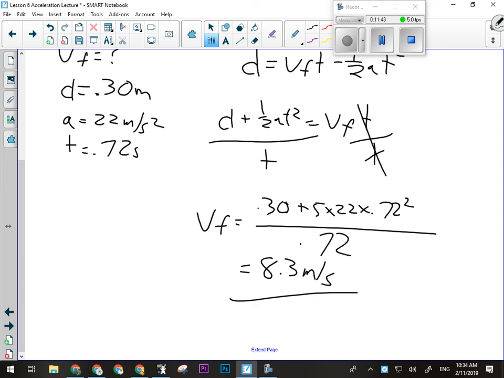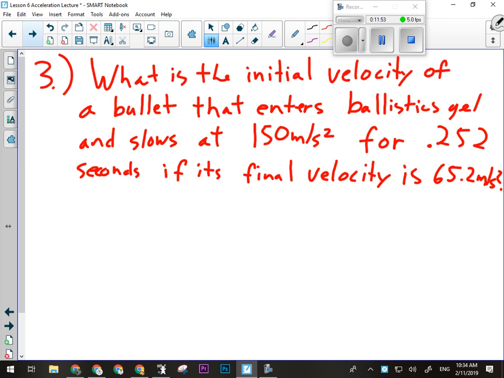Okay, are we seeing how this kind of works? It's always going to be the same set of steps. I have to figure out which formula I need to use based on the givens the question gave me, and then I just manipulate and solve from there. All right. Now let's try that one.